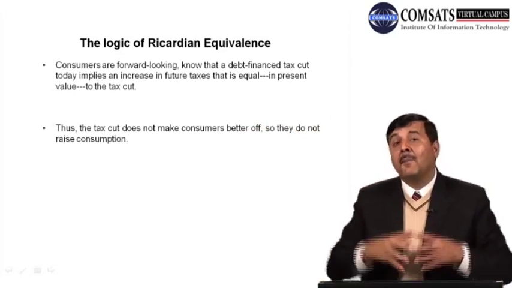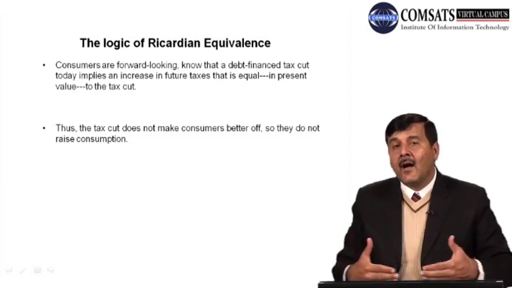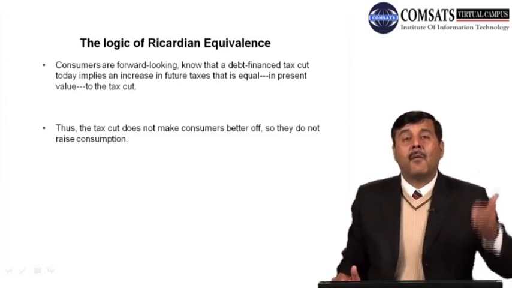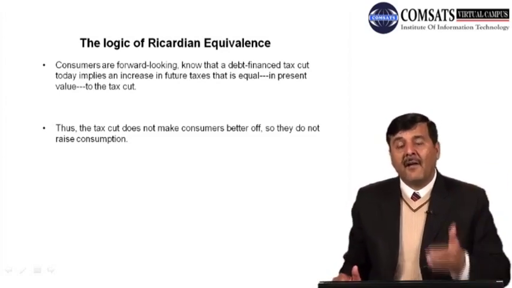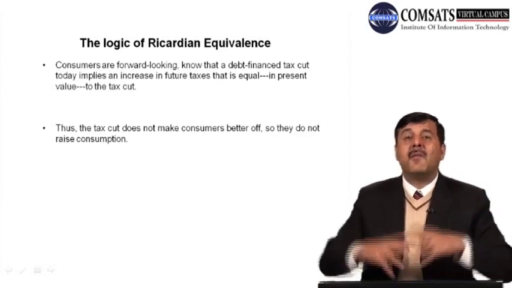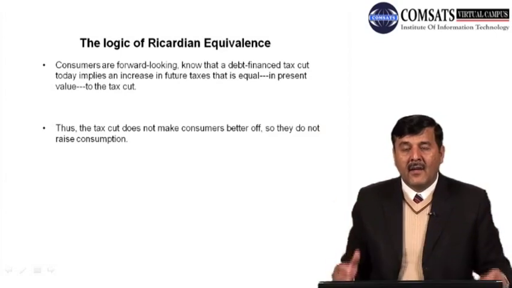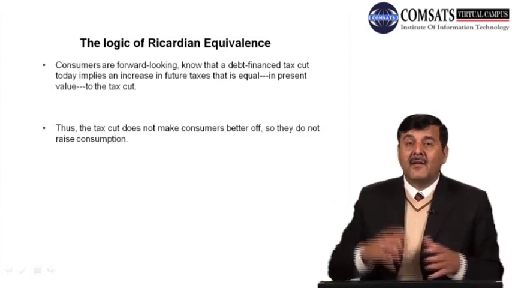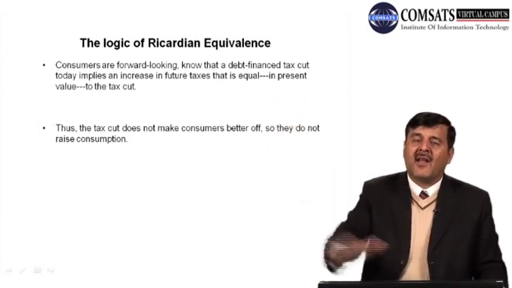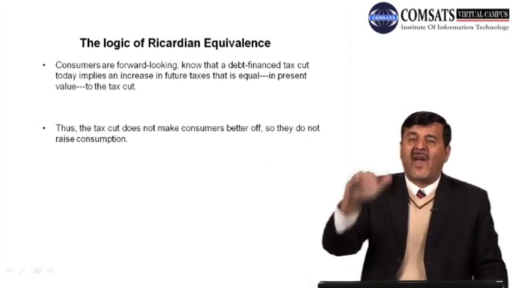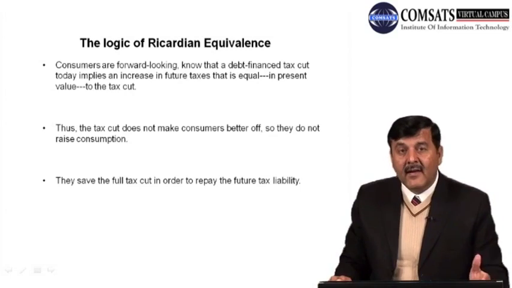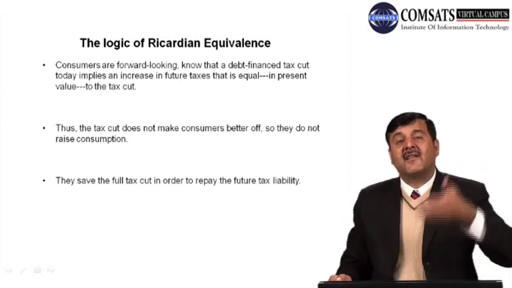So this is the logic behind the Ricardian view about consumption, about income, about investment, about trade, about everything, right? So they said that this tax cut does not make consumer better off because they do not raise their consumption at present, because they know in future the government is again going to raise taxes to finance that debt which was increased due to tax cut. So they save the full tax cut in order to repay the future tax liability.